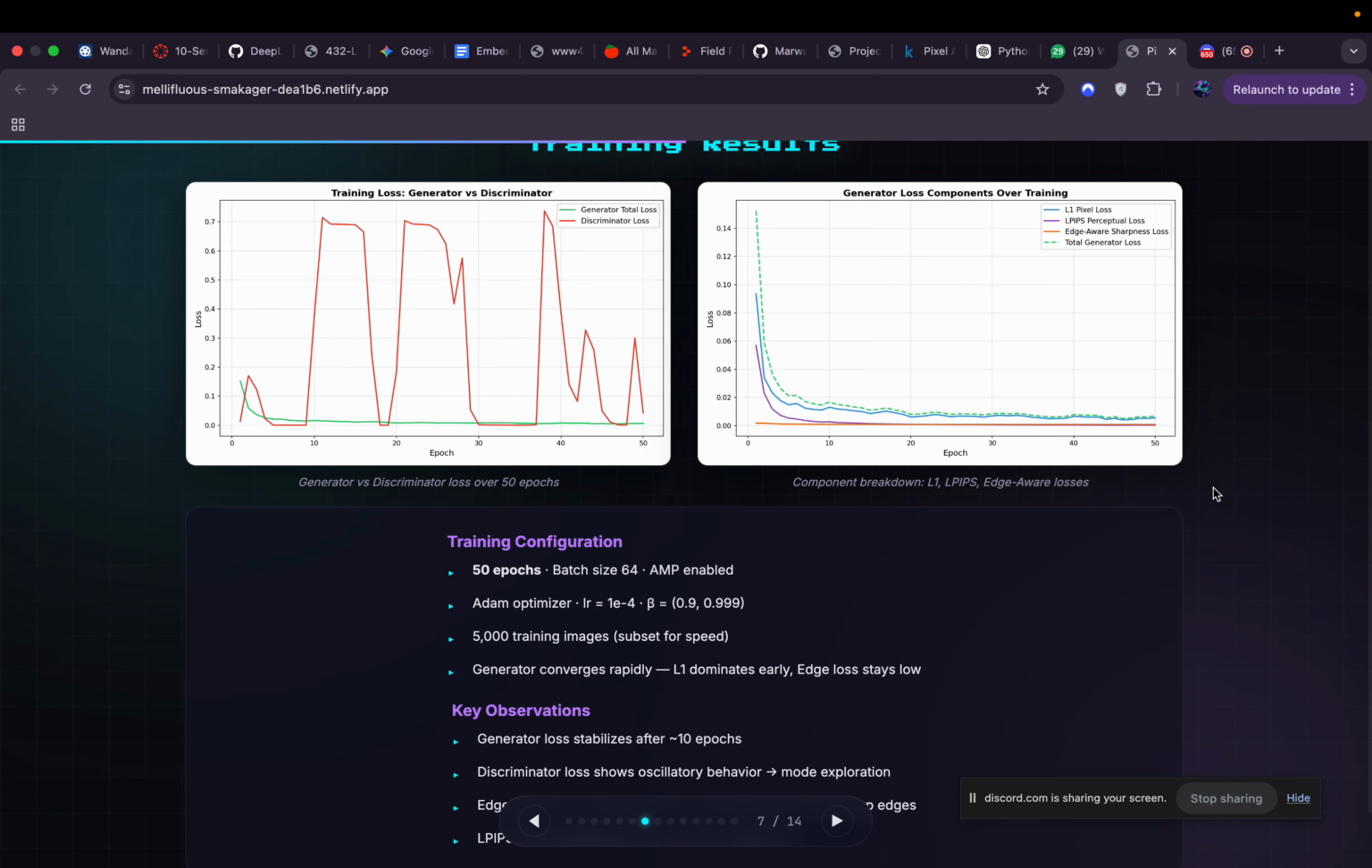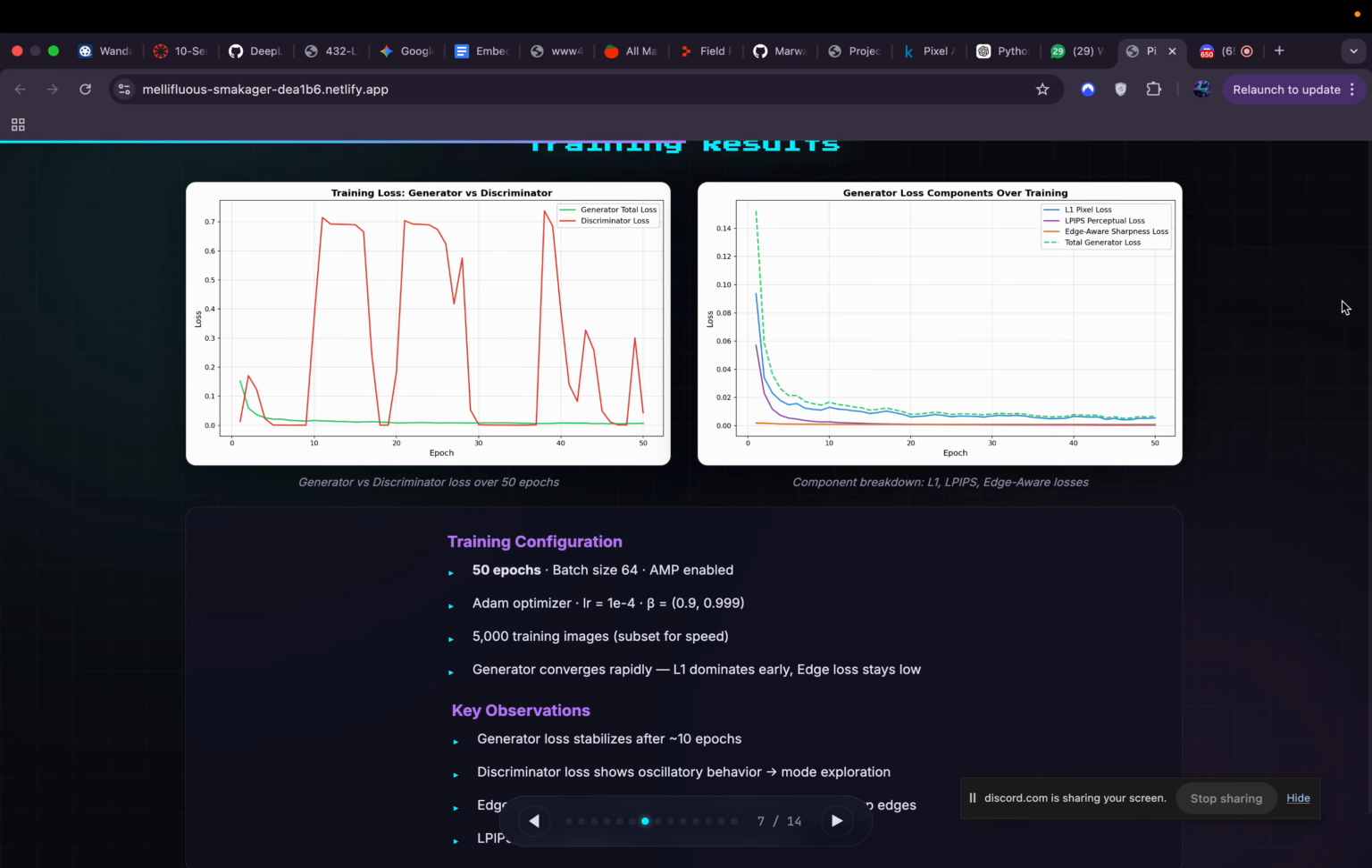Okay, so as you can see from the training results, we trained for 50 epochs with a batch size of 64 using mixed precision training for efficiency. And we used an Adam optimizer with a learning rate of 1e-4. So looking at the left chart here, the generator loss in green converges very, very quickly, stabilizing after around 10 epochs. The discriminator loss in red shows interesting oscillatory behavior. These spikes represent the discriminator readapting as the generator improves, which is normal in GAN training.